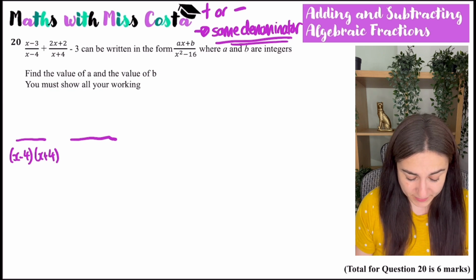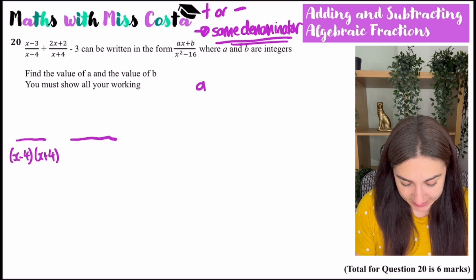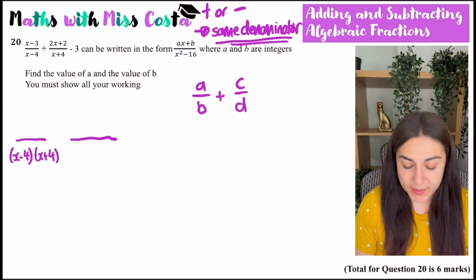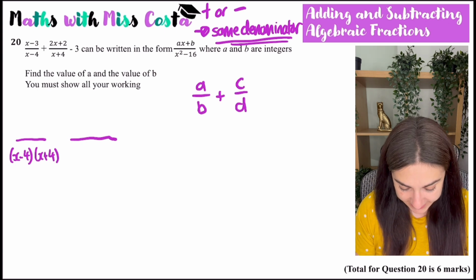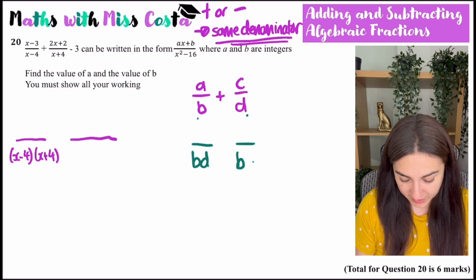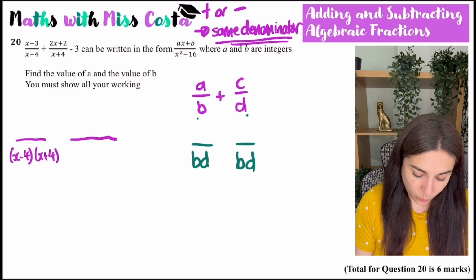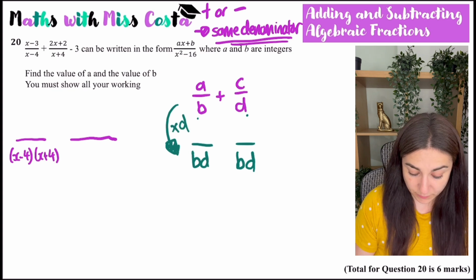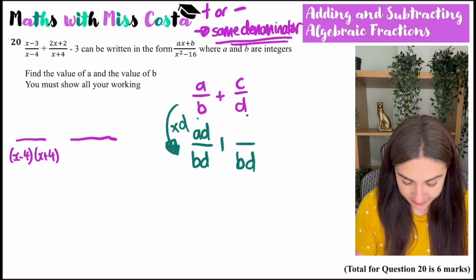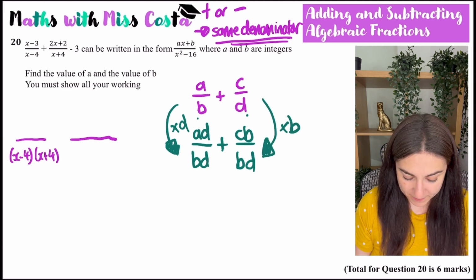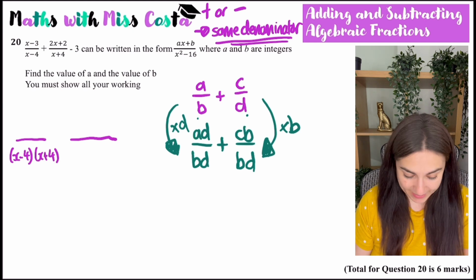Essentially, let's say you had a over b plus c over d. Your common denominator would have to bring both these denominators together, so your common denominator would be bd. And then what have you multiplied this fraction by to get to bd? You've multiplied by d, so that would become ad plus cb, because you've multiplied this one by b. Essentially we do exactly the same with algebra.